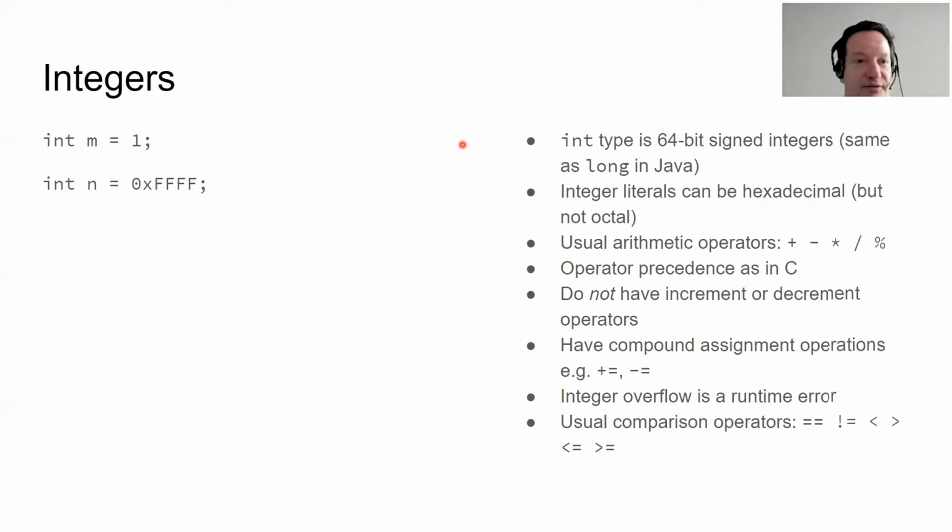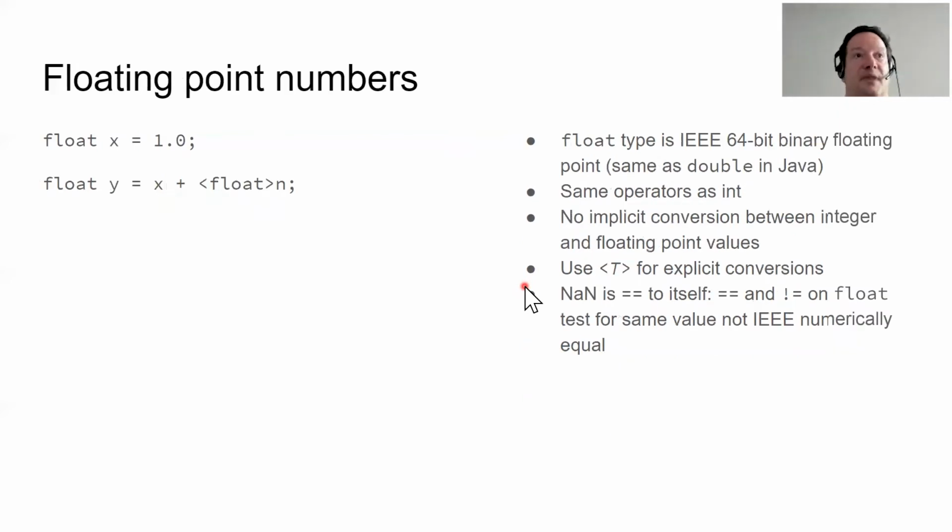And we have the usual comparison operators. So ints work pretty much like you'd expect. We also have floats, and our floats are IEEE 64-bit, so same as double in Java, same operators as int. And we don't have implicit conversions between float and int. If you want to convert, you need to be explicit about it.